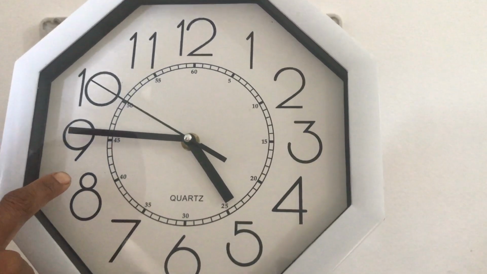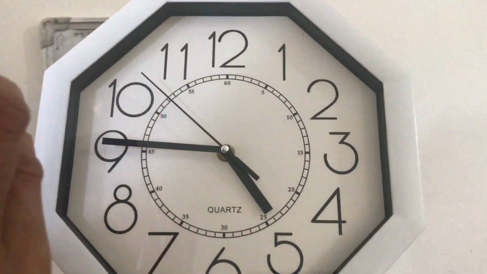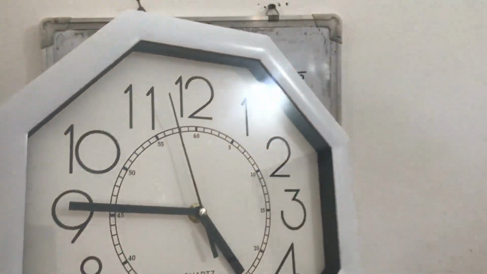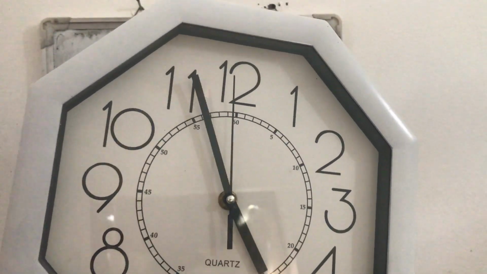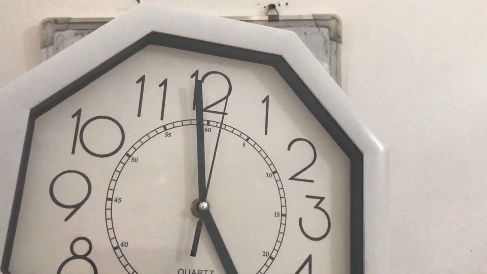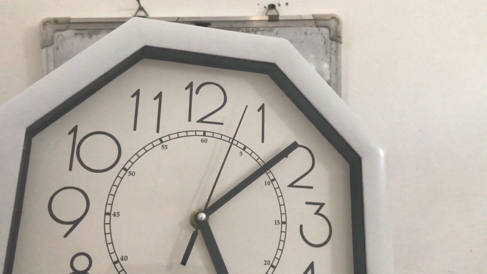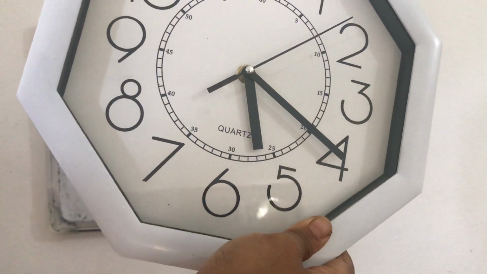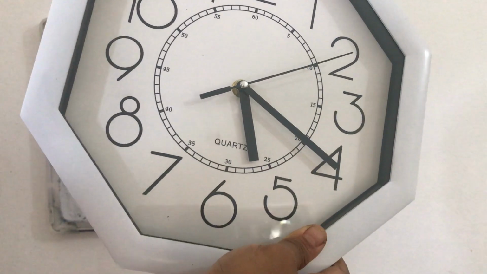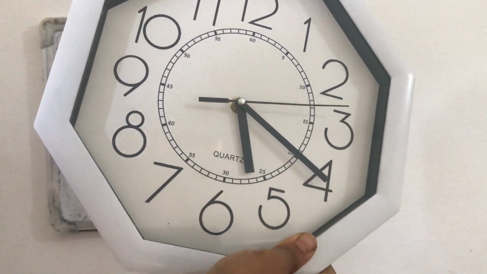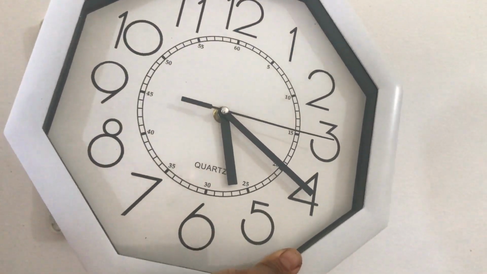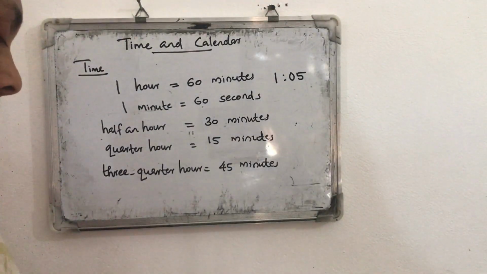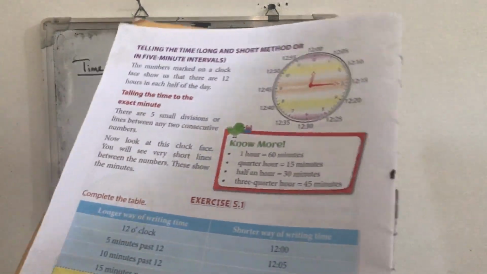Or quarter to 5. Okay, now after 15 minutes the time will be 5 o'clock. Now what is this time? Just read this time. 20 minutes past 5. Okay, first you look at the minutes, then the hour. 20 minutes past 5.